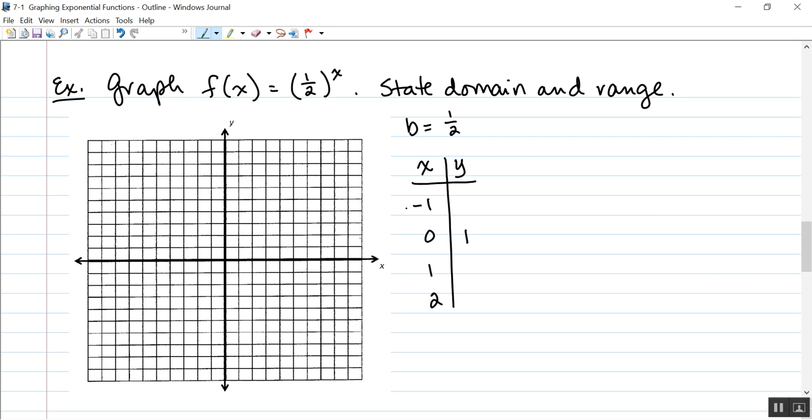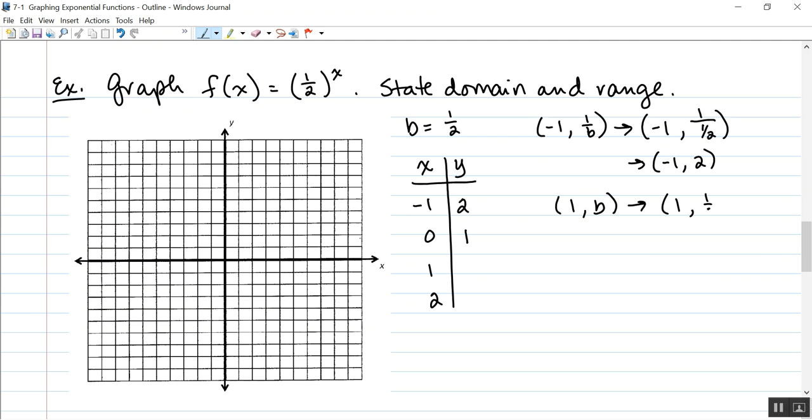My first point is going to be negative 1. Okay, so we had the point negative 1, 1 over b. So let me work through what this is going to turn into. That's going to turn into negative 1 comma 1 over, my b is 1/2. 1 over 1/2 is the same as 2. Basically 1 divided by 1/2, multiply by the reciprocal, you'll get 2. And then my other point I had here was 1 comma b. That's very straightforward. That's going to be 1 comma 1/2.